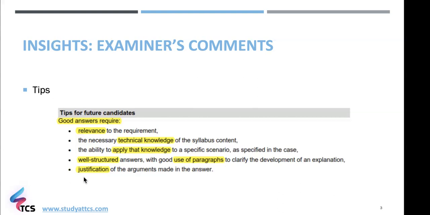And whenever you are bringing in an argument, you have to back it up with a certain level of justification. So there will be questions pertaining to you having to recommend KPIs for the company. So when recommending KPIs, you have to back it up with an appropriate level of justification. If not, you will not get marks.